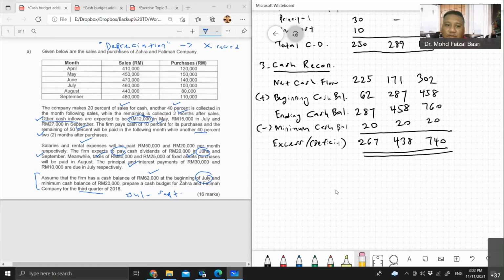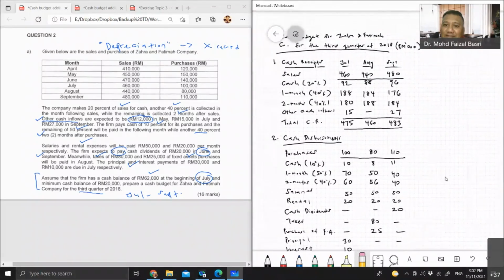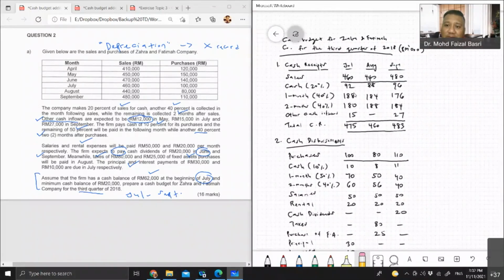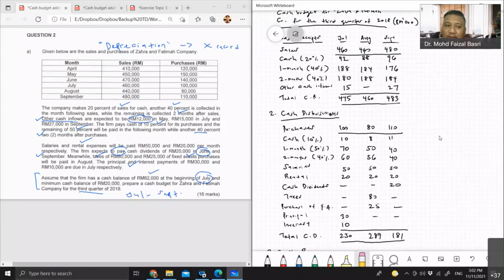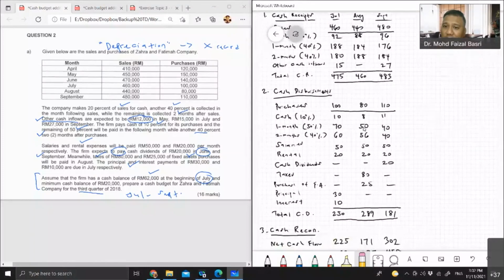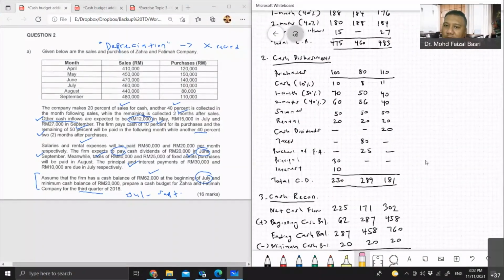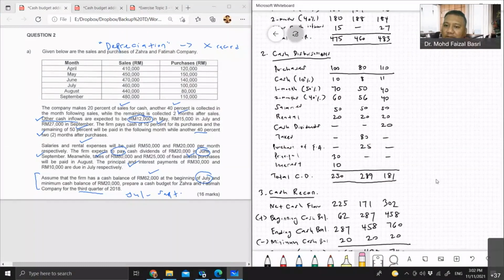cash budget. So we have three parts. Let me recap. First part is cash receipts. We record every incoming money. Second part, cash disbursements, or cash outflows. Here we record every expense, every purchase, every outflow. Make sure the values and the timing are correct according to July, August, September. This question is for the third quarter. Accordingly, make sure both total up and then we do the cash reconciliation.